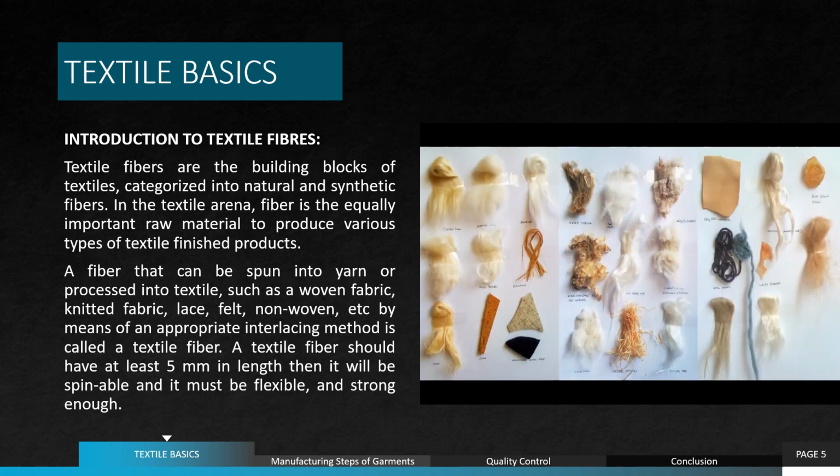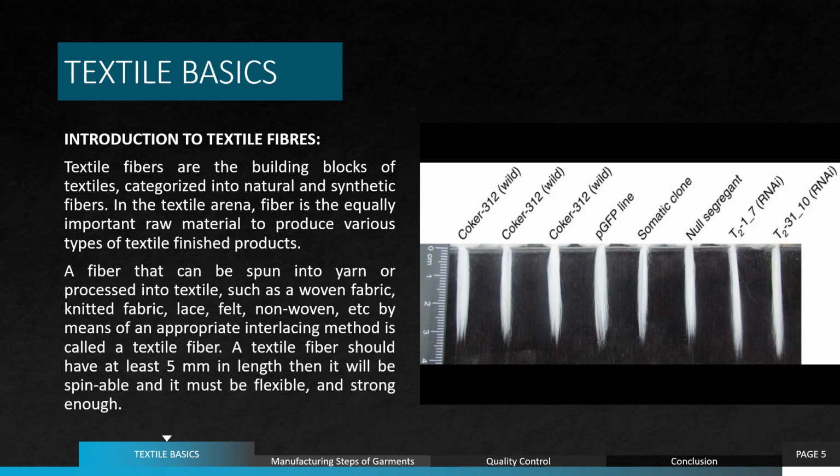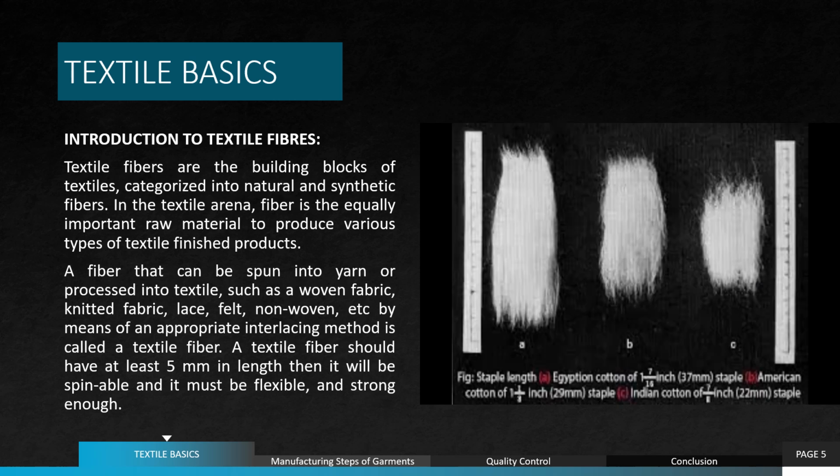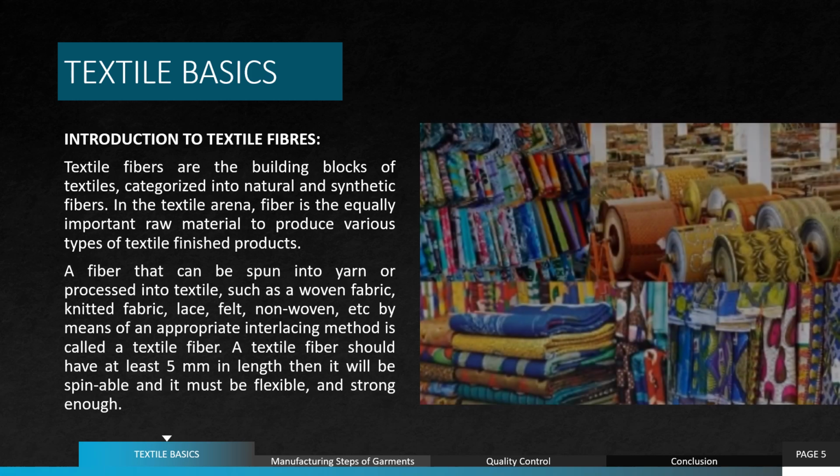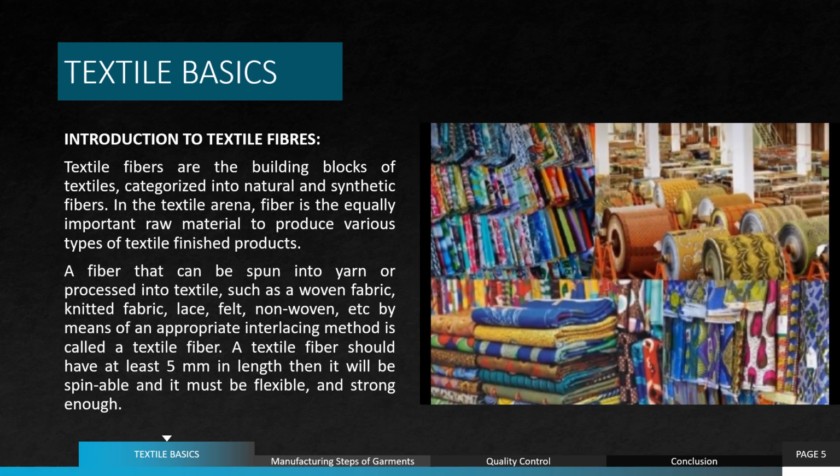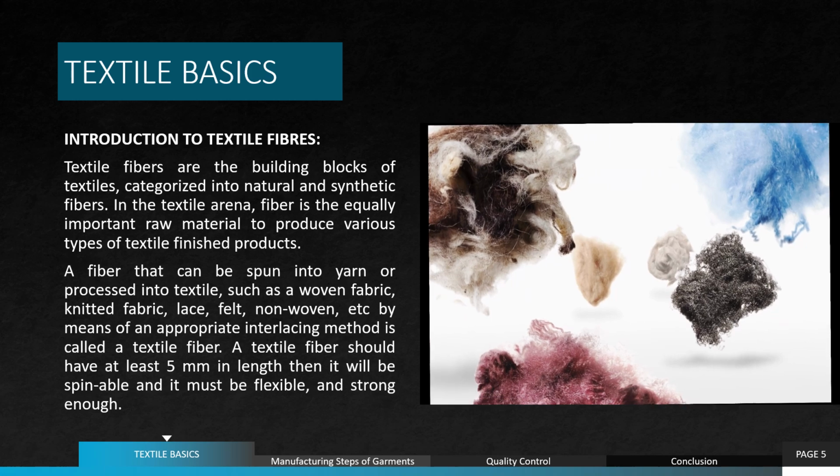Textile fibers must be a minimum of 5 mm in length. Shorter fibers cannot be spun together. So, all textiles are made of fibers, but not all fibers can be used to make textiles.